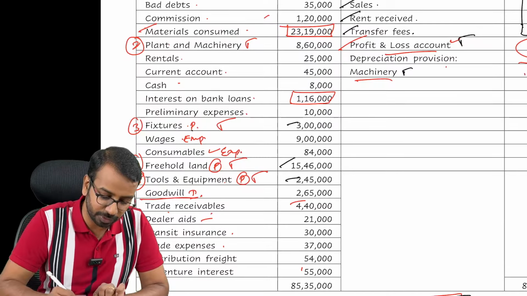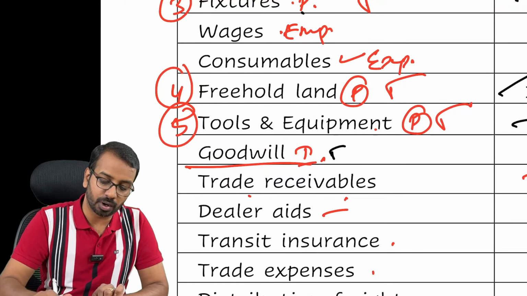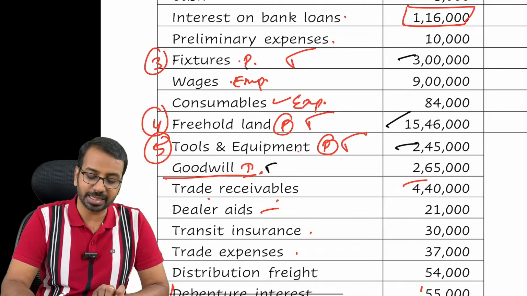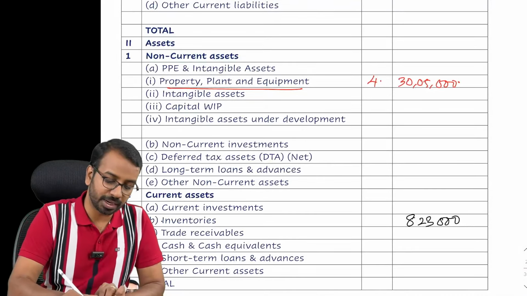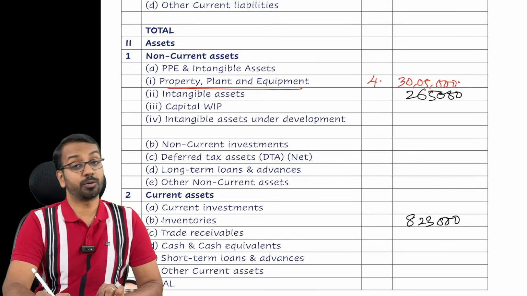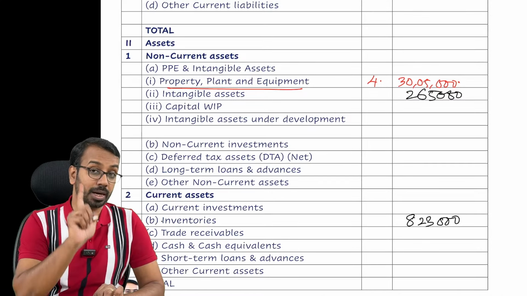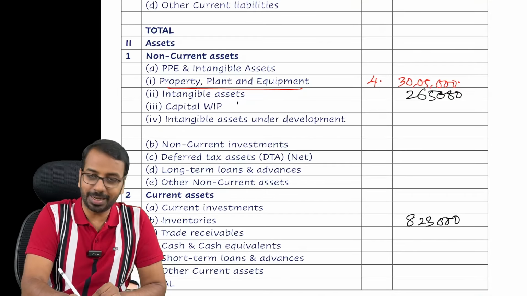Then we have this thing called goodwill. What is goodwill? Goodwill is an intangible asset. So this also will be plotted. How much is the amount? 2,65,000. So in the balance sheet, after property, plant and equipment, intangible assets, we have 2,65,000. Now here, though we have only one item, what is that item? Goodwill. It is an intangible asset.